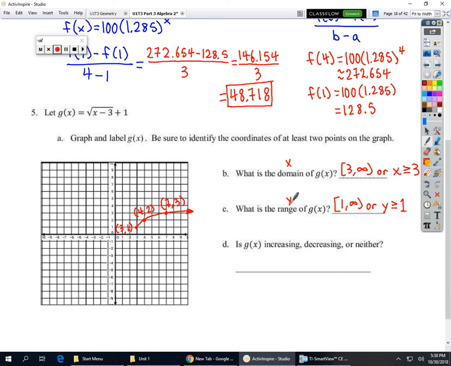All right, is it increasing, decreasing, or neither? Graphs are read from left to right. It's going up, so it is increasing, because the numbers are going up. All right, not bad. Moving along.